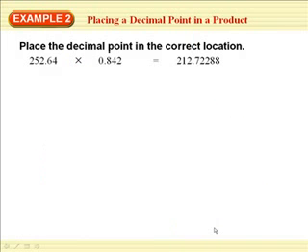Okay, so let's check out example number 2. It says, place the decimal point in the correct location. So what they've done is they've already done the multiplying for us. That is, this number over here, did they already do the answer?